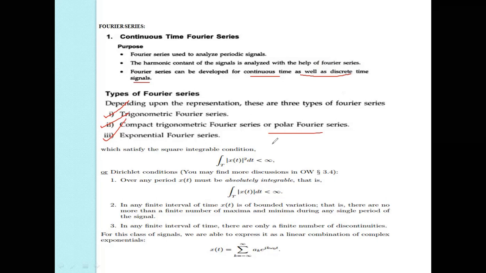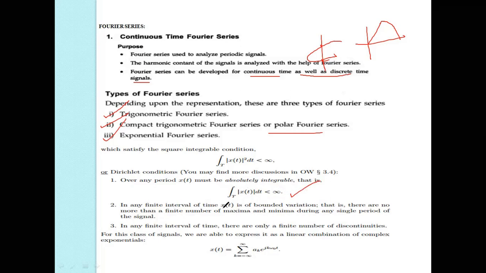One is the single-valued property, having only one value for the t values. Suppose the signal is like this, having only one value. It must be single-valued and absolutely integrable: the integral of |x of t| dt is less than infinity, and it has finite intervals, finite peaks and finite discontinuities. These are the four Dirichlet conditions. x of t must be absolutely integrable, that is, the integral of |x of t| dt is less than infinity.